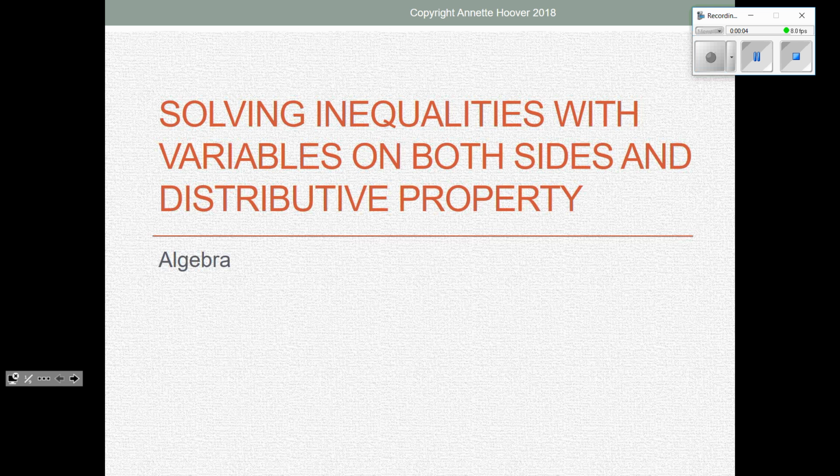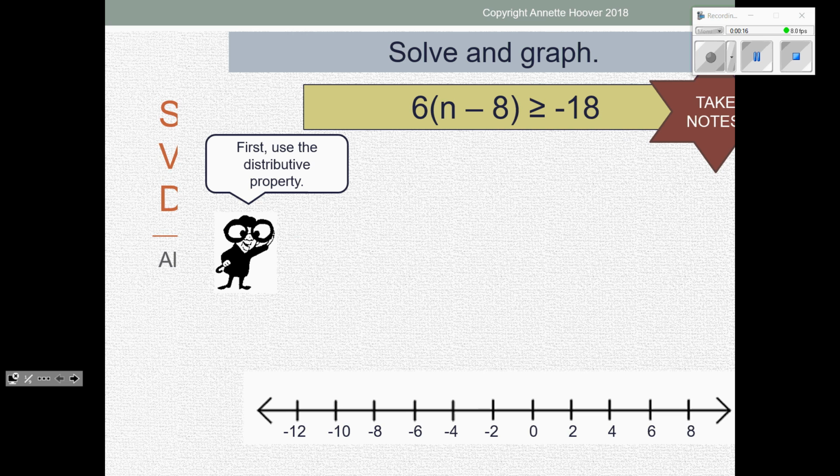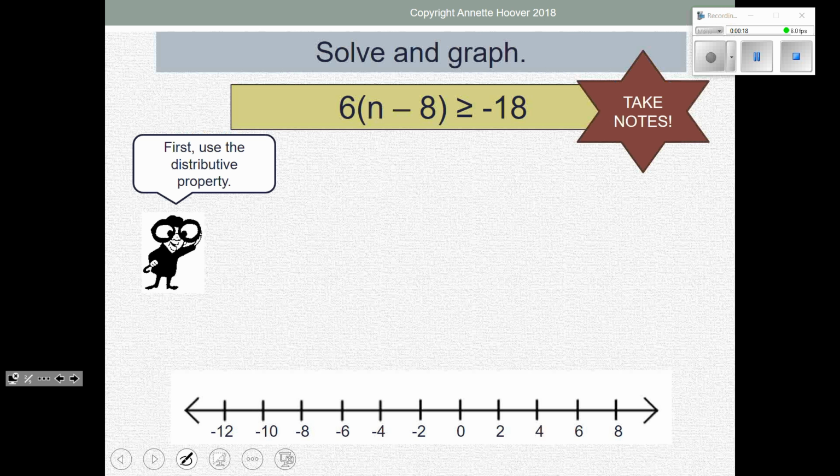Okay, our previous lesson was on solving two-step inequalities. This one's just going to take it one step farther and solve inequalities with distributive property or with variables on both sides. In our first example, you will see that on the left side of the equation, we need to start with doing the distributive property.